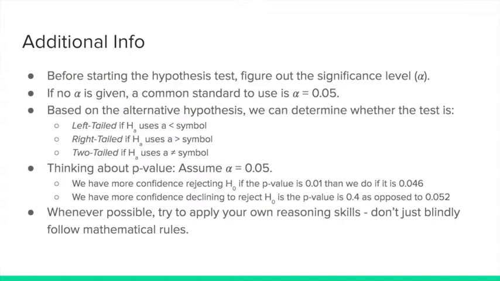So whenever possible, try to apply your own reasoning. Make sure that if you're going to make a strong conclusion about something, that it actually has practical significance. Don't just assume because the p-value is less than alpha that the null hypothesis is absolutely blown out of the water. It may not necessarily be the case. So try to use common sense.